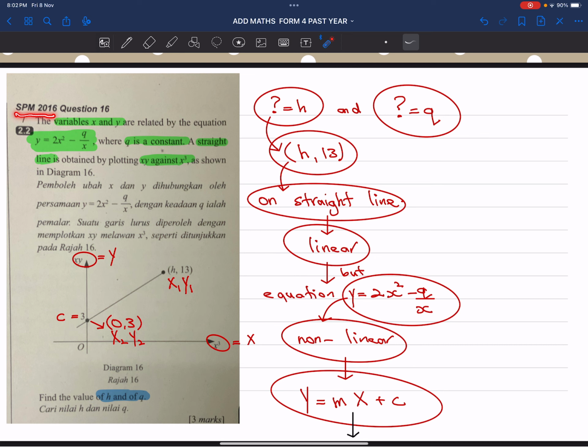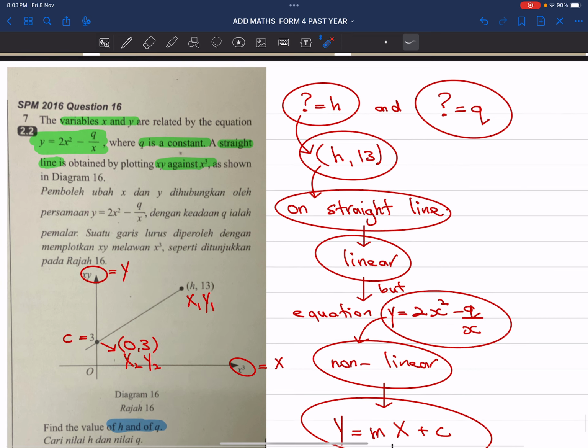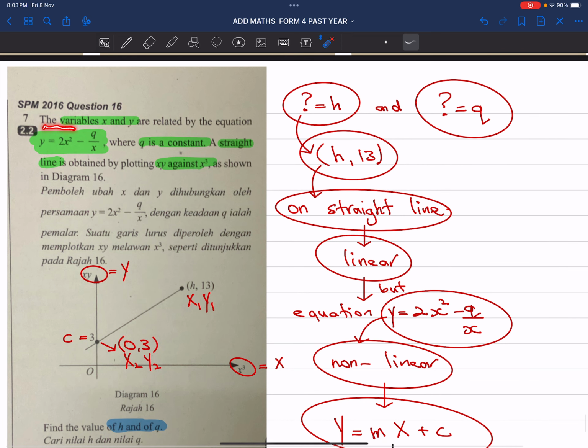SPM 2016, topic linear law. The variables x and y are related by the equation y equals 2x squared minus q over x, where q is a constant. A straight line is obtained by plotting xy against x cubed.